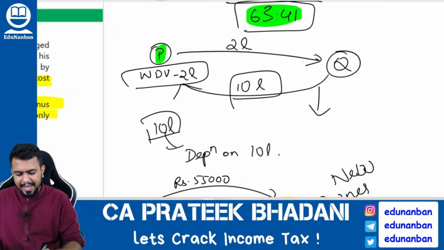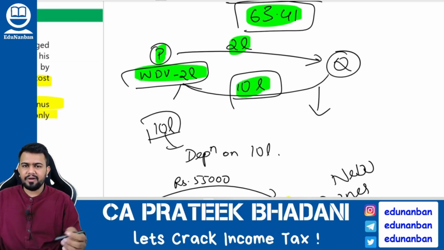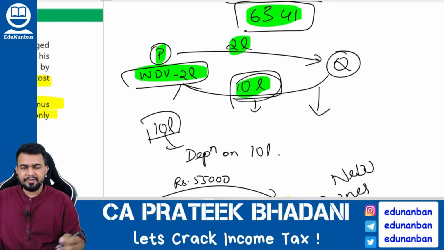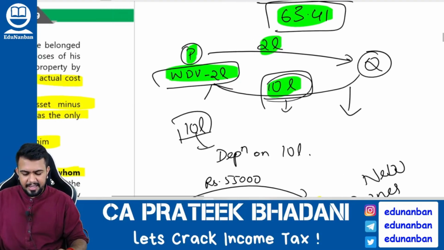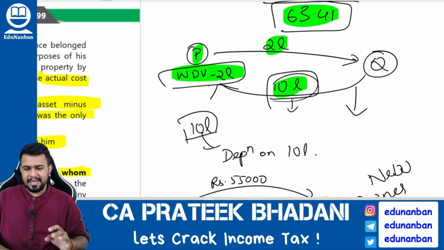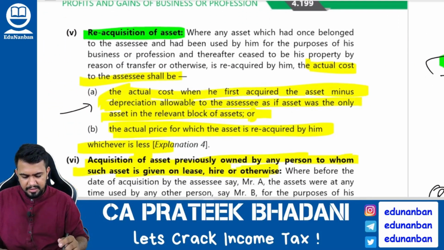For example, I sold an asset of WDV 2 lakh rupees for 2 lakhs, and I bought it back for 10 lakhs. So now, can I start claiming depreciation on 10 lakh rupees, which is my purchase price? Answer is no, because this section says that 10 lakhs or 2 lakhs, whichever is lower, will be considered as my cost. So what is given?